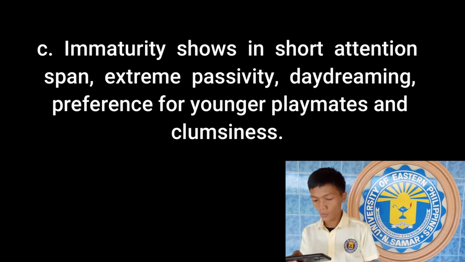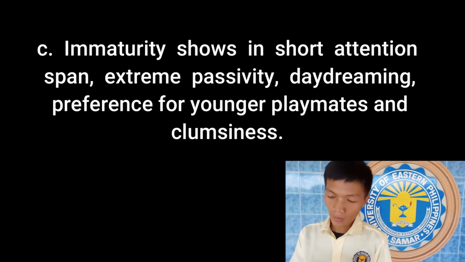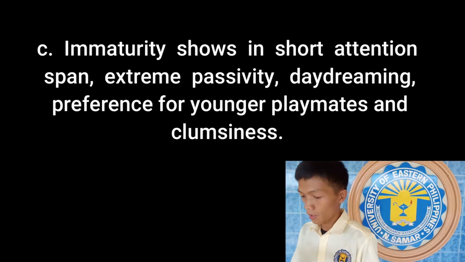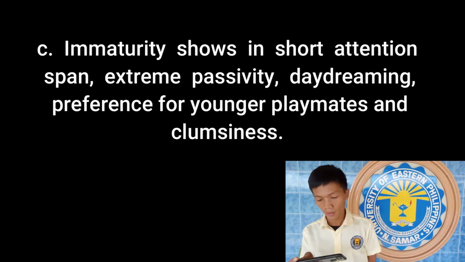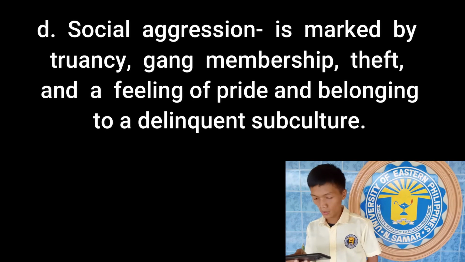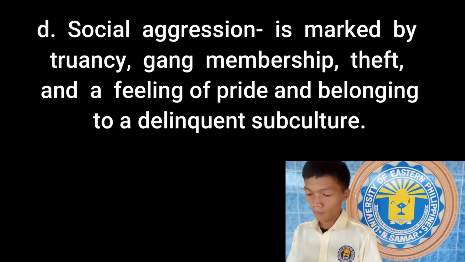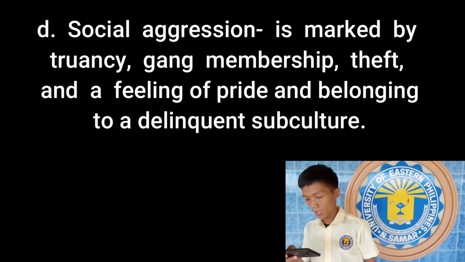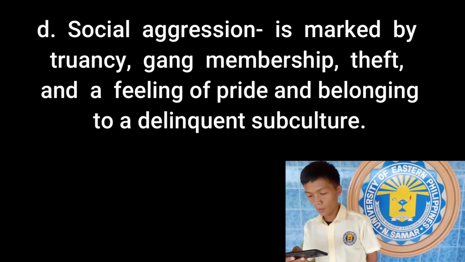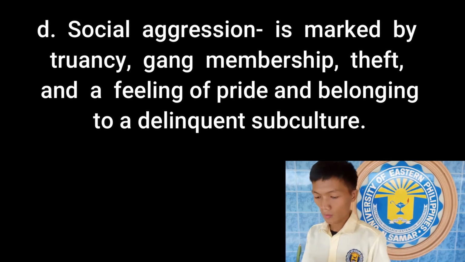For C, immaturity includes short attention span, extreme passivity, daydreaming, preference for younger playmates, and clumsiness. And for D, social aggression is marked by truancy, gang membership, theft, and the feeling of pride and belonging to a delinquent subculture.